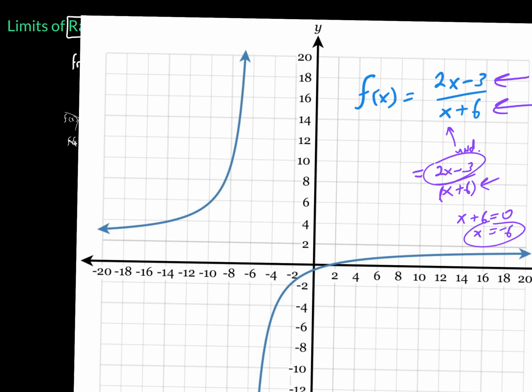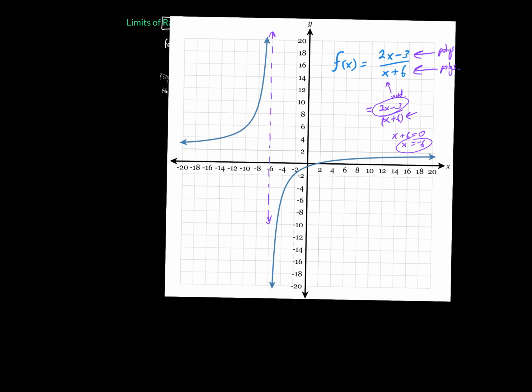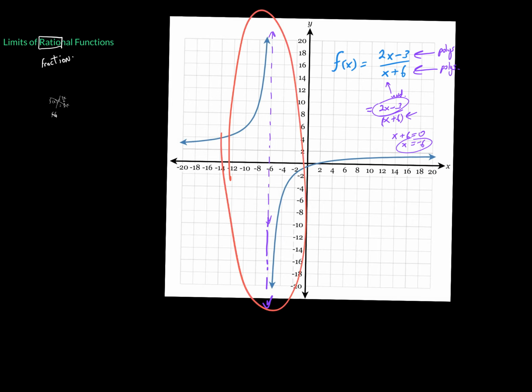We did that last year. And if you didn't, there's how you do it. All right, there's our vertical asymptote. I should continue that. There you go. And so with rational functions, what we want to do is evaluate the limit where the function is undefined, because there might be an issue there. That's our concern.